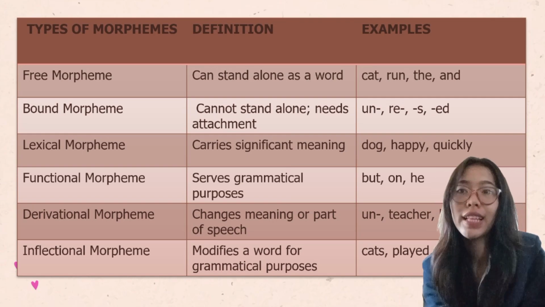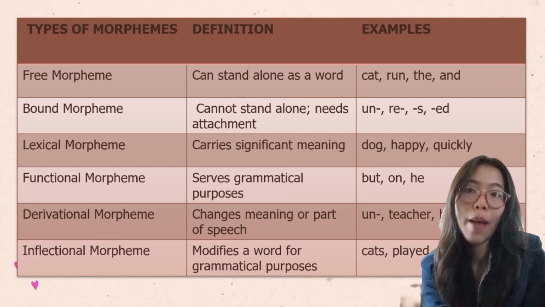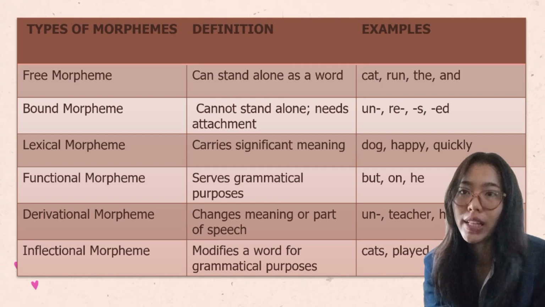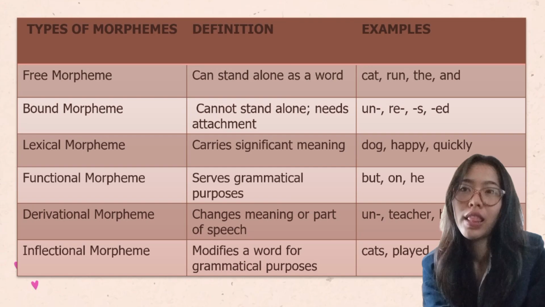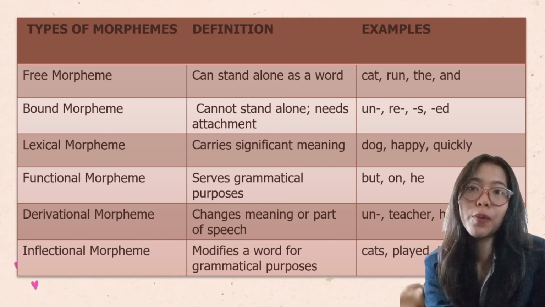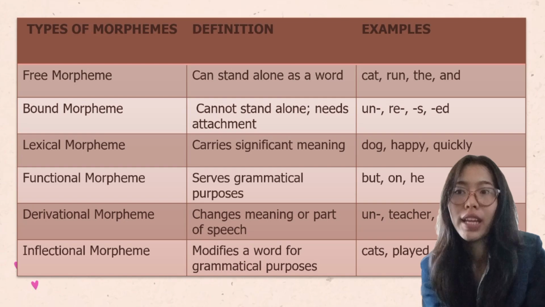Number three is lexical morpheme. The definition of lexical morpheme is that it carries significant meaning. For example, dog, happy, quickly. And number four is functional morpheme. The definition is that it serves a grammatical purpose. For example, but, on, he.